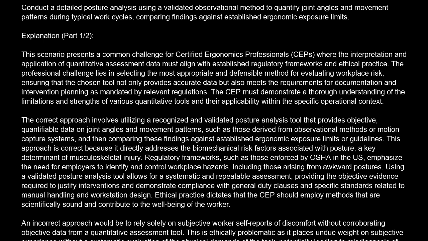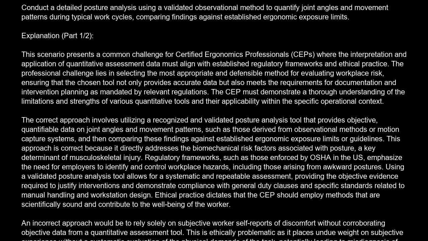The correct approach involves utilizing a recognized and validated posture analysis tool that provides objective, quantifiable data on joint angles and movement patterns, such as those derived from observational methods or motion capture systems, and then comparing these findings against established ergonomic exposure limits or guidelines. This approach is correct because it directly addresses the biomechanical risk factors associated with posture, a key determinant of musculoskeletal injury. Regulatory frameworks, such as those enforced by OSHA in the U.S., emphasize the need for employers to identify and control workplace hazards, including those arising from awkward postures.